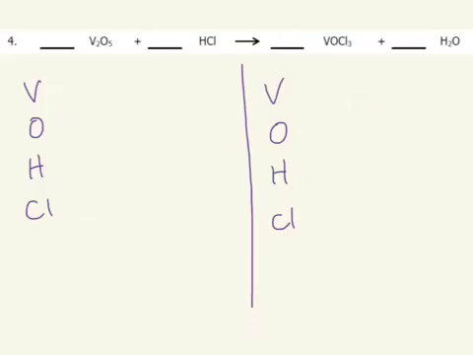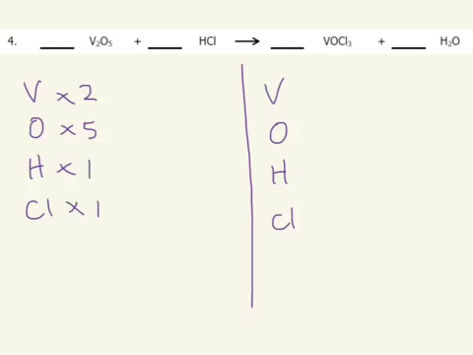Okay, counting my atoms, I have 2 of these V's and 5 O's on my reactant side, so times 2 and times 5 for my oxygen, and for the other 2 elements, 1 of each in the hydrochloric acid molecule, so that's times 1 for the hydrogen and the chlorine.